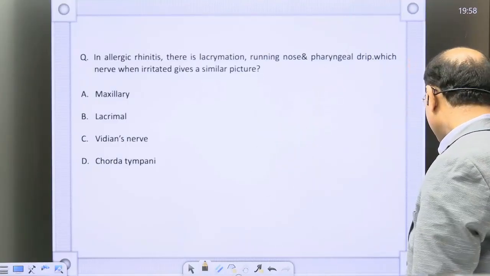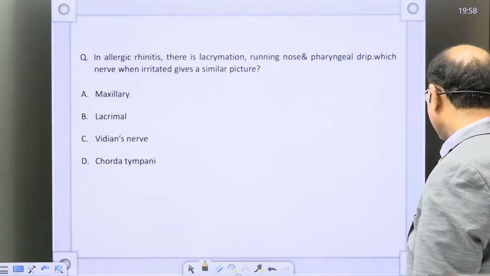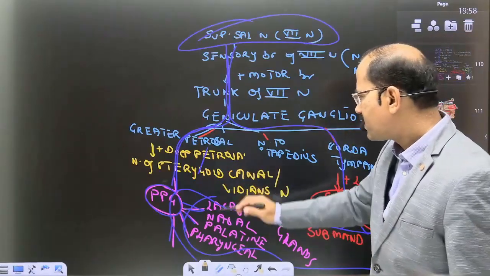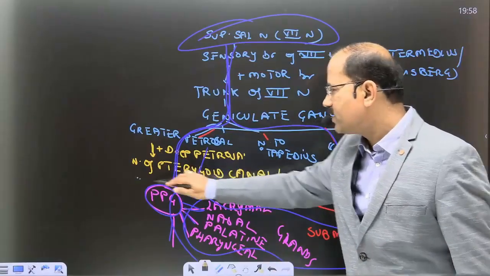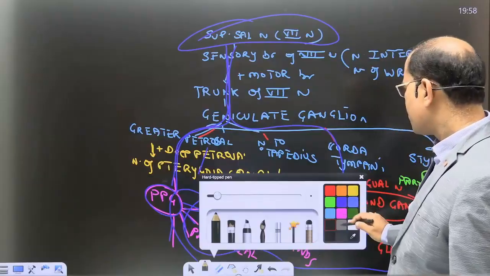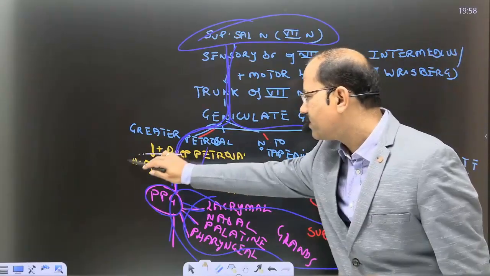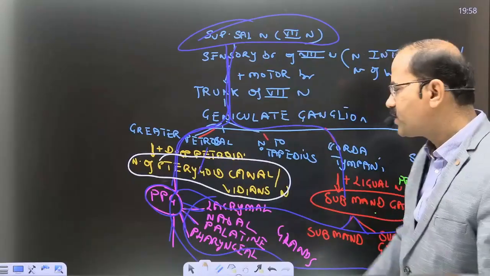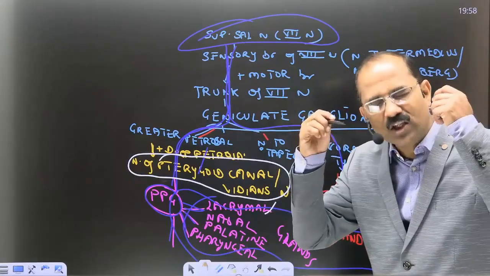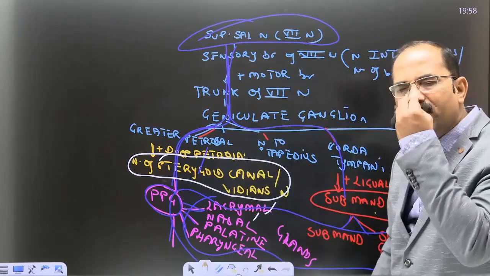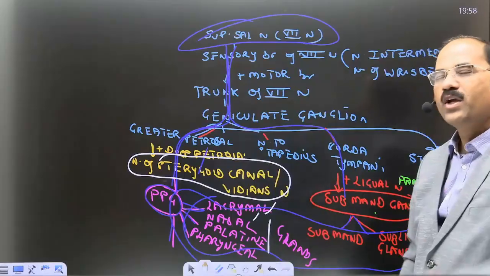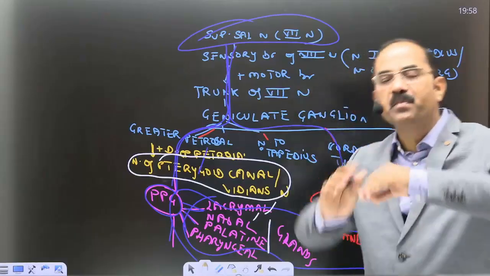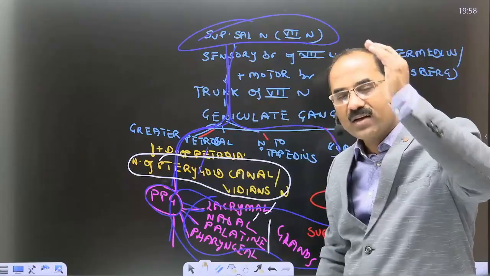So students, what happens, one moment, I'll just show you this. What is this nerve? The Vidian's nerve. The nerve of pterygoid canal or the Vidian's nerve. Suppose if we irritate this Vidian's nerve, we'll be getting secretions from lacrimal gland, we'll be getting lacrimation, we'll be getting nasal running nose, we'll be getting pharyngeal drip. And all the symptoms are seen in allergic rhinitis.